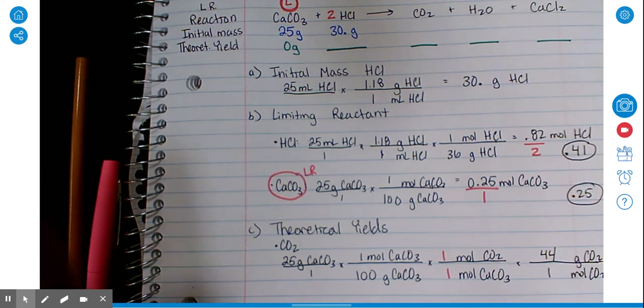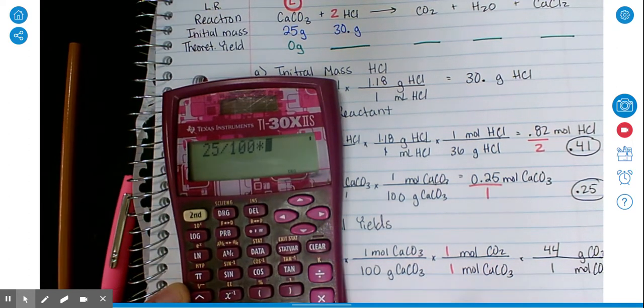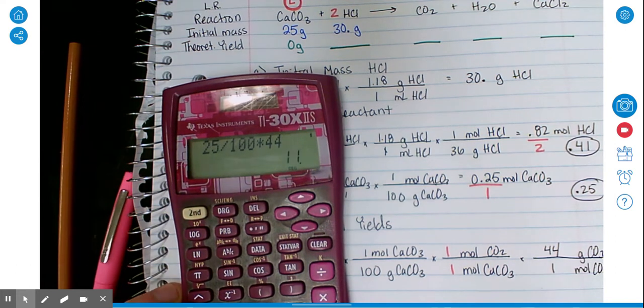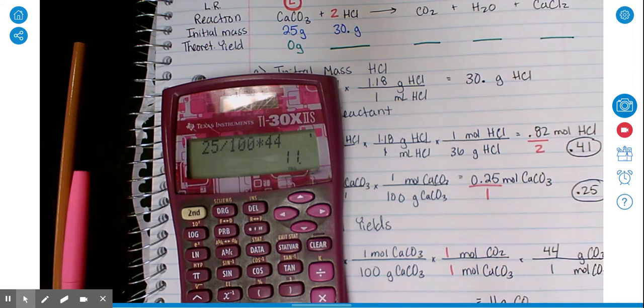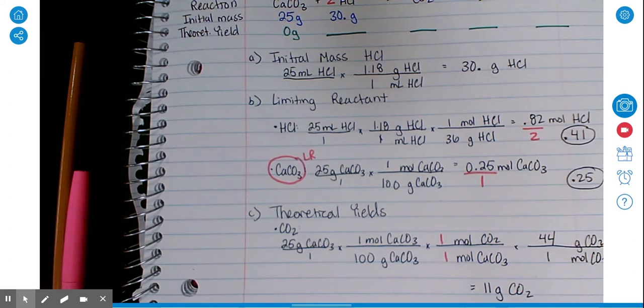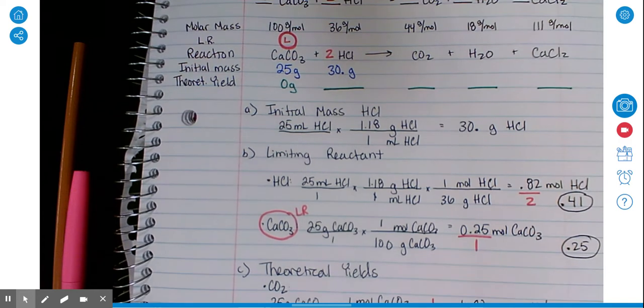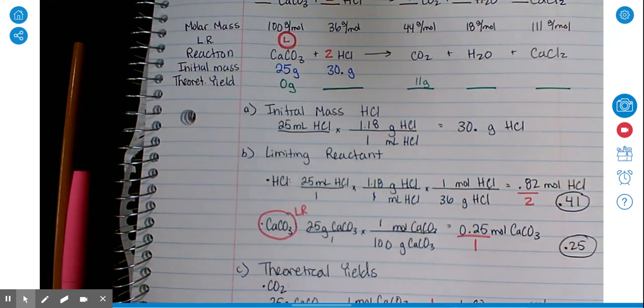Type that into a calculator. 25 divided by 100 times 44. I am going to produce an even 11 grams of CO2. So that value's been calculated. I can plug that into my table. And then I want you guys to go ahead and finish the rest of this table.